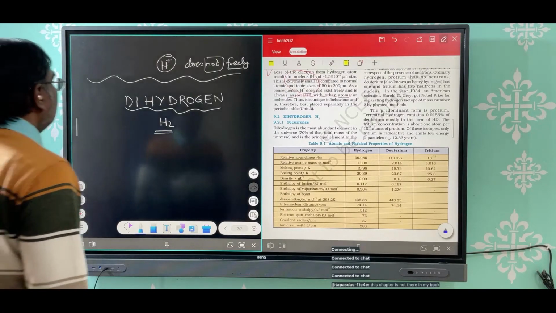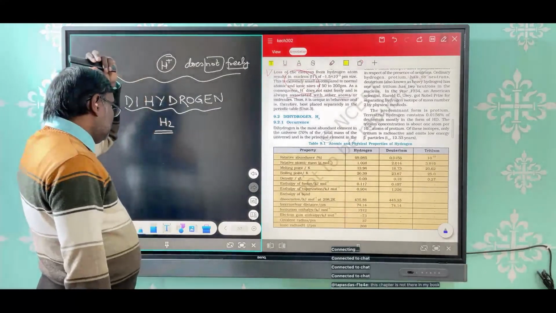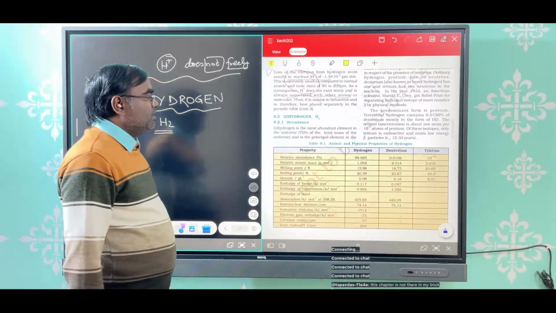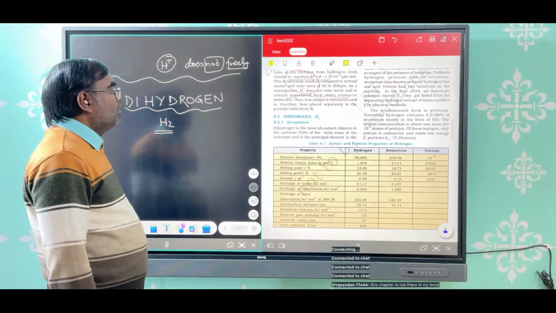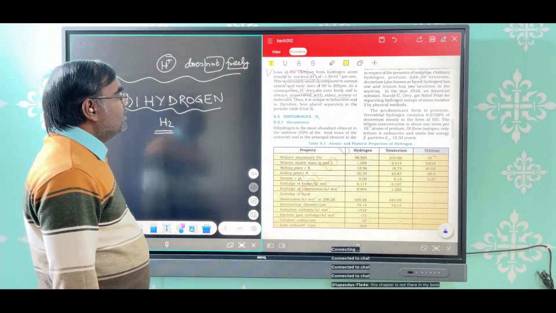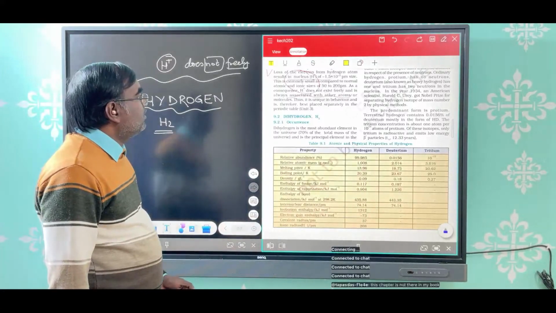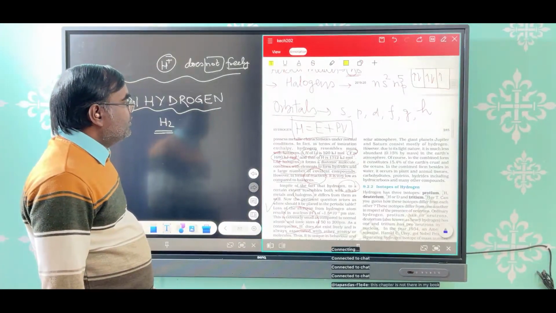So dihydrogen. Dihydrogen is the most abundant element in the universe and is the principal element in the solar atmosphere.